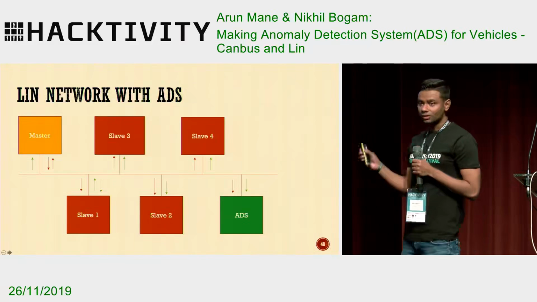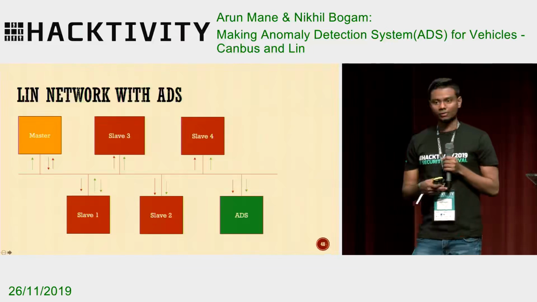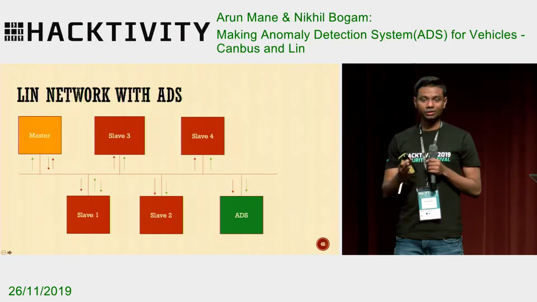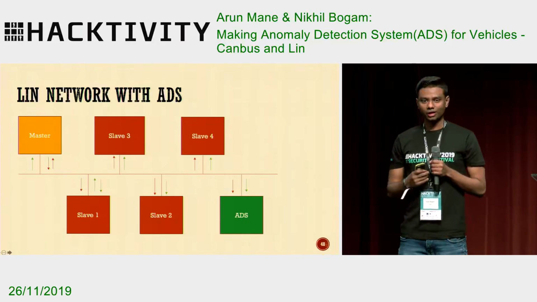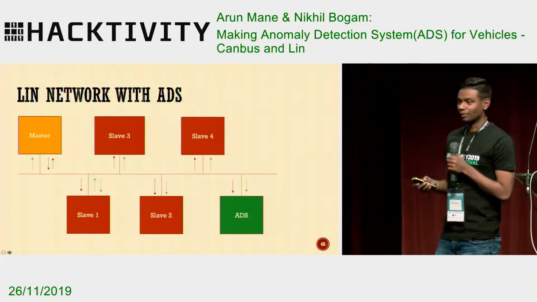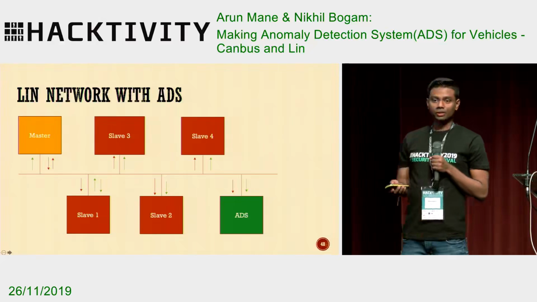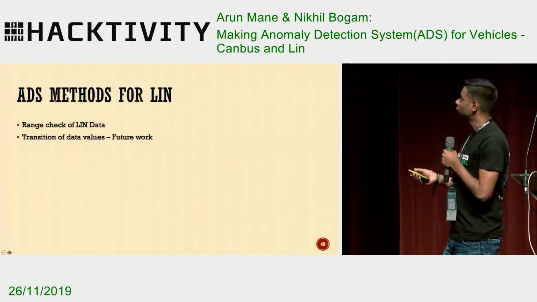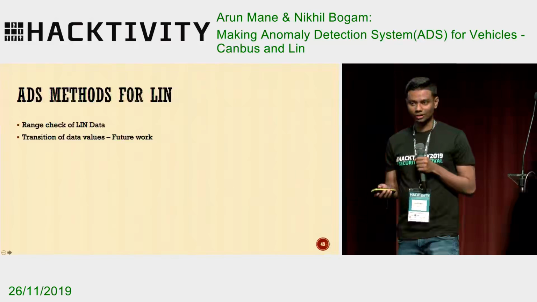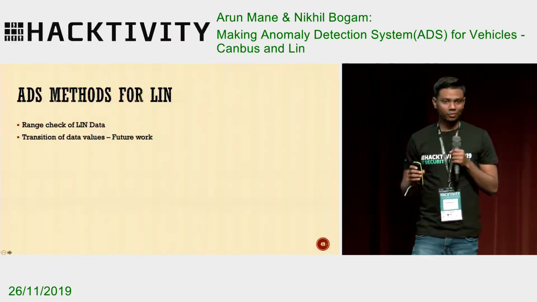Okay, so we have seen the type of ADS we can use for CAN, but now for LIN it's different, because there is only one master which controls it. How do we do that? The sequence is also fixed, so what can we do there? We had a proposal with two possibilities. We can check the range of the data. I understand that this will not definitely solve our problem.